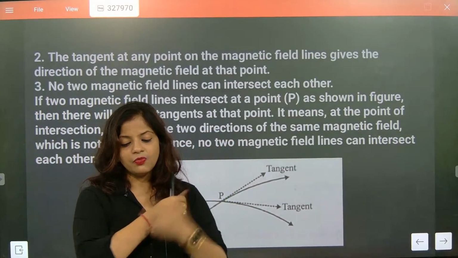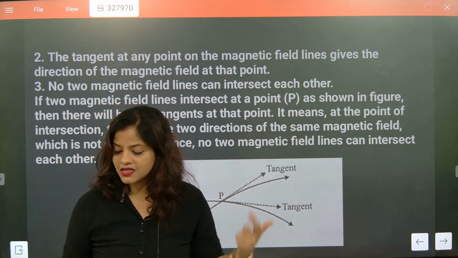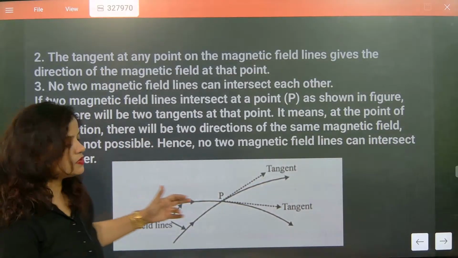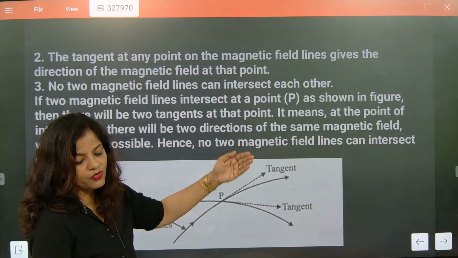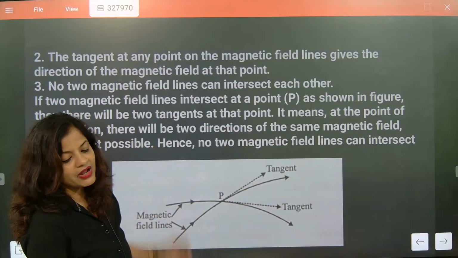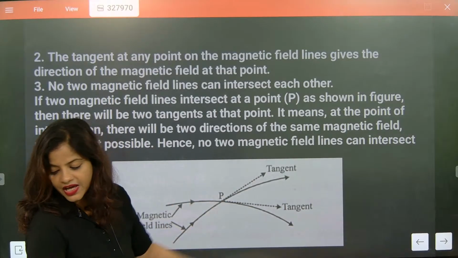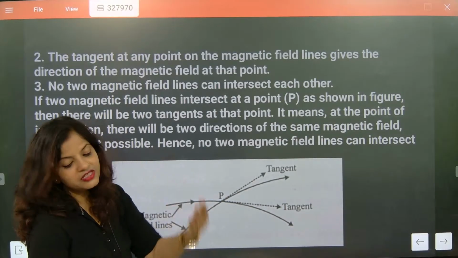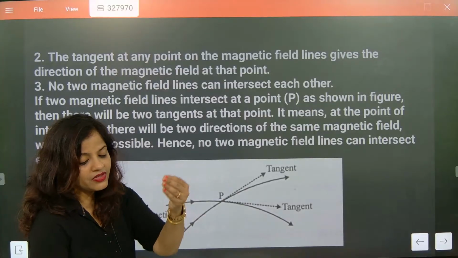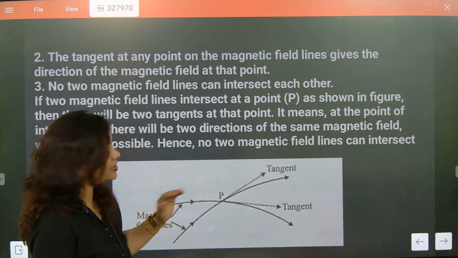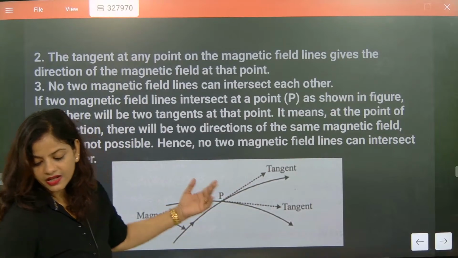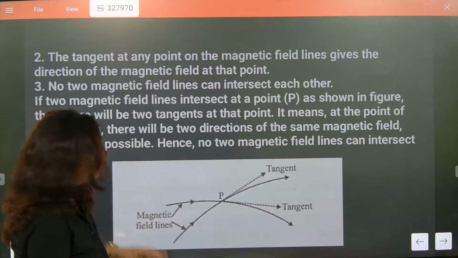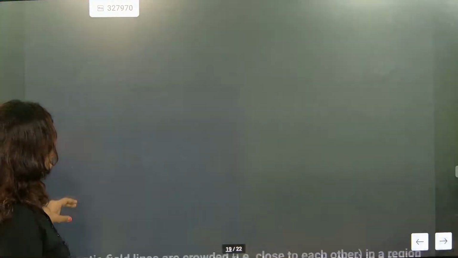Every curve, at one single point, will give a specific tangent direction, and here how many tangent directions will be generated? Two tangent directions. Two tangent directions mean one specific direction will not be generated, but magnetic field lines have a specific direction, which violates the statement that magnetic field lines have a specific direction, because when they intersect, the tangents will be going in different ways, and this will violate the rule. So 100% this is not possible.